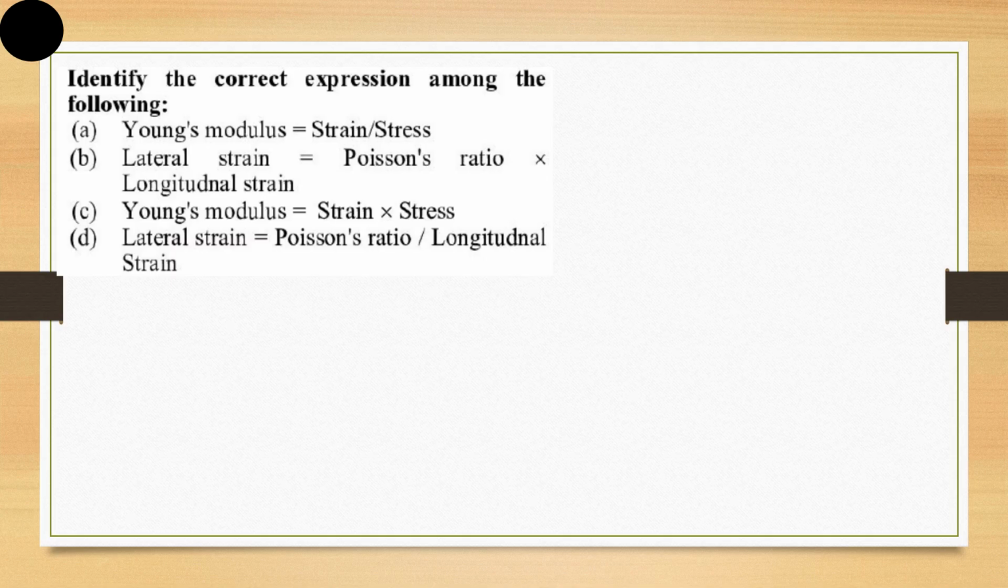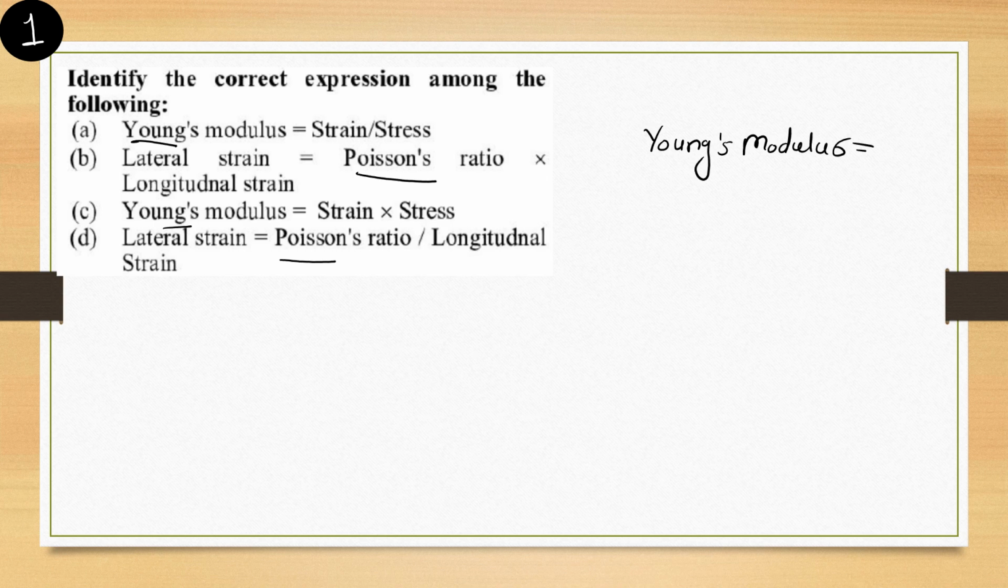Okay, first MCQ. Identify the correct expression among the following. So what is the correct equation? By observing the options, here Young's modulus is given, and Poisson's ratio is given. Here we first write the formulas of Young's modulus and Poisson's ratio. Young's modulus is also known as modulus of elasticity.